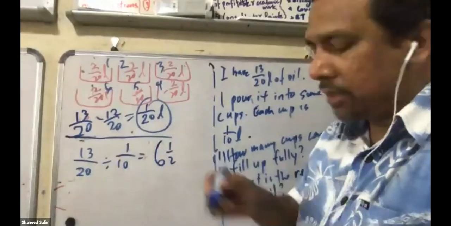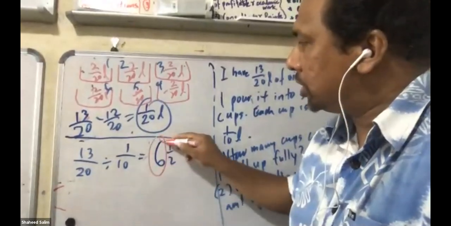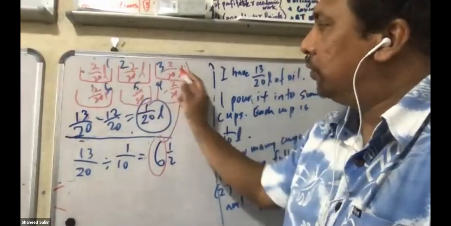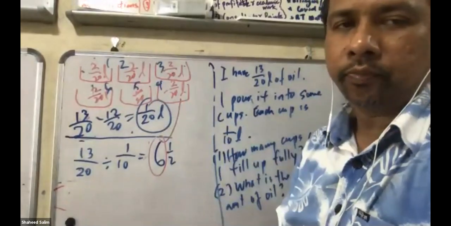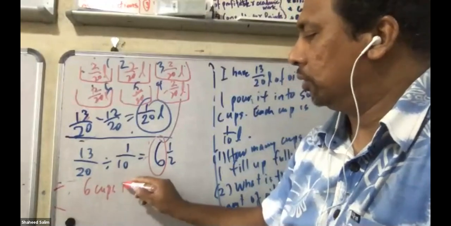Six or 6.5. 6.5 means this 6, you must understand clearly, is 6 containers or 6 cups. 1, 2, 3, 4, 5, 6. This is what they're saying. So you can fill up 6 cups in full.